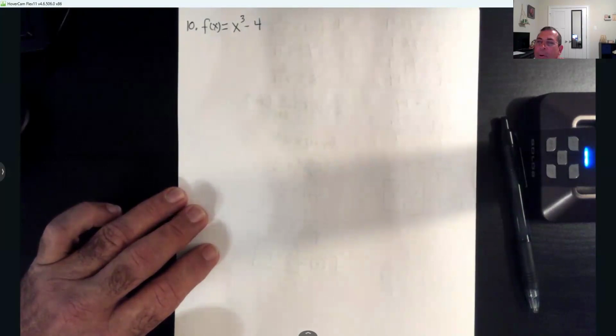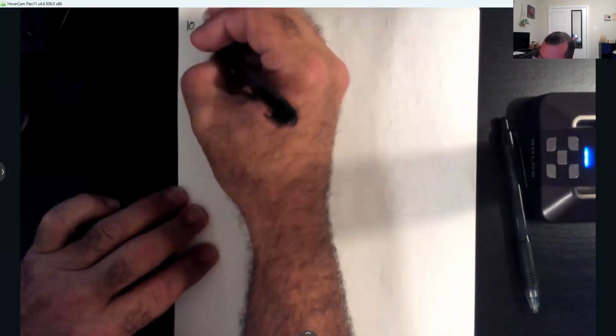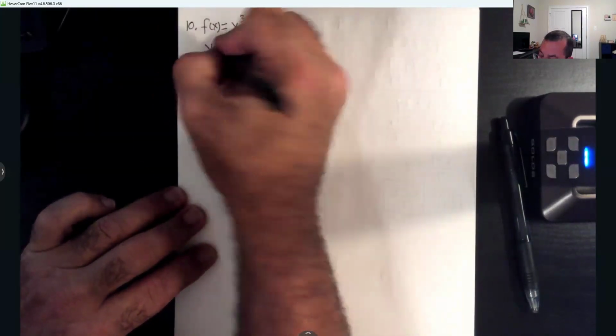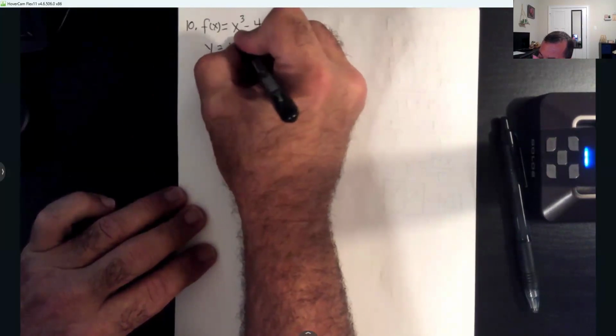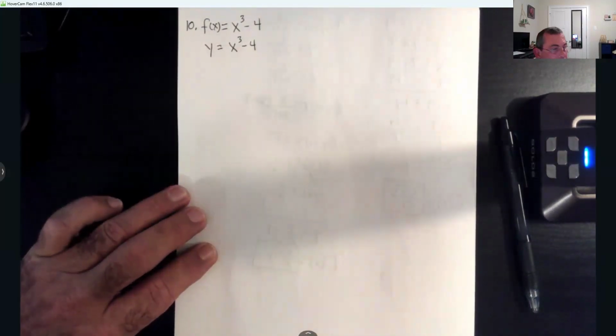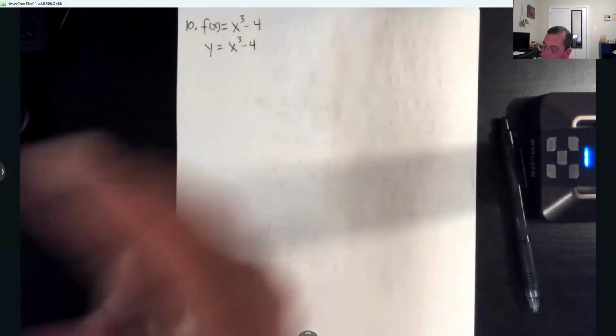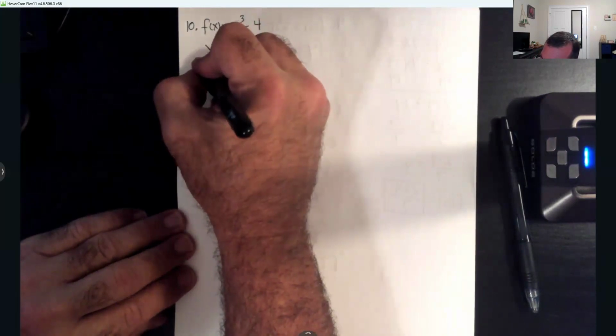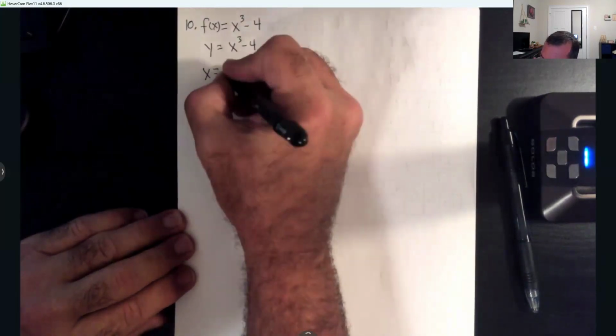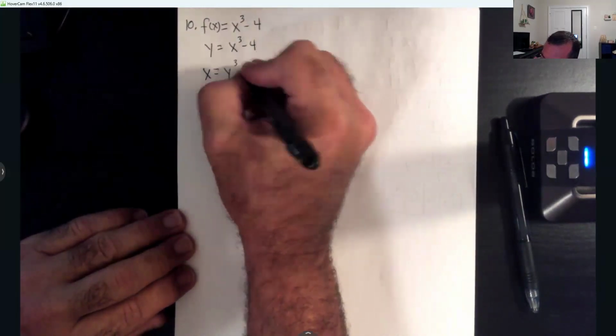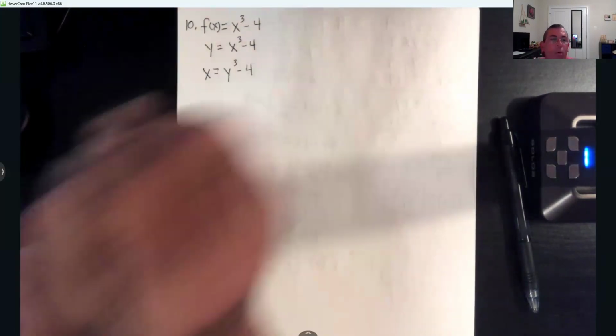Yeah, we're going to do the same thing. We're going to replace the f of x with a y. So y equals x to the third minus 4. I'm then going to switch that x and y around so that I get x equals y to the third minus 4.